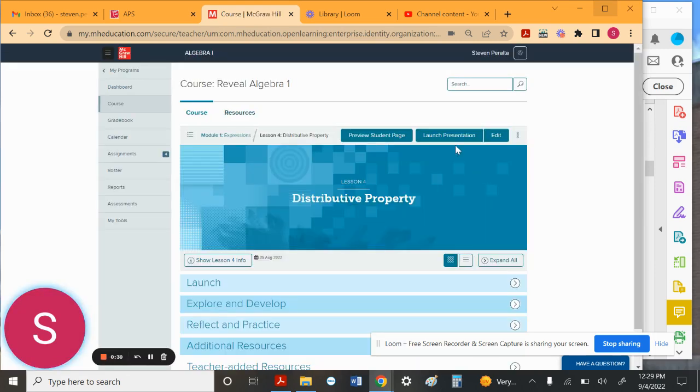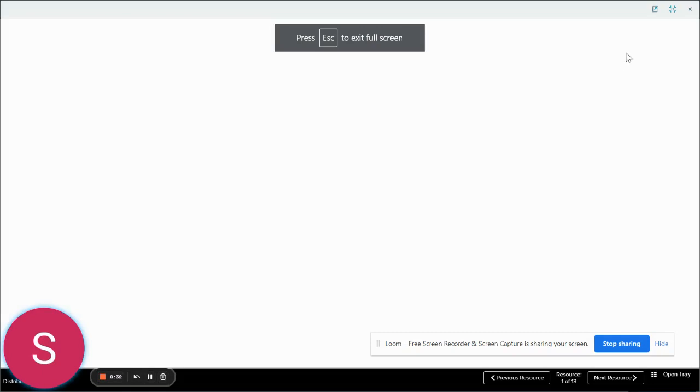So here it is. You're going to go over to launch presentation. If you want to, minimize it so that it stays within here. Sometimes we have problems with this. It's actually a pretty common problem. Usually if you don't see anything appear right away because it's taking its sweet time, just go to the next resource and then go backwards and it'll pop things up.